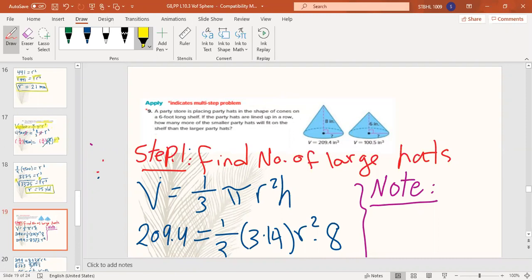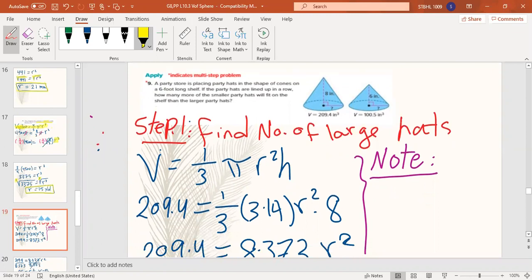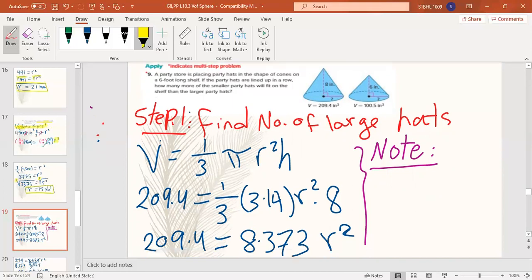Listen to this question. I'll explain it before writing the steps. Here we have a shelf, and we need to place the large hats and small hats on this shelf. And we need to figure out how many small hats more than the large hats will be fit on the shelf. To find this, first of all, I want to check the units in this question.